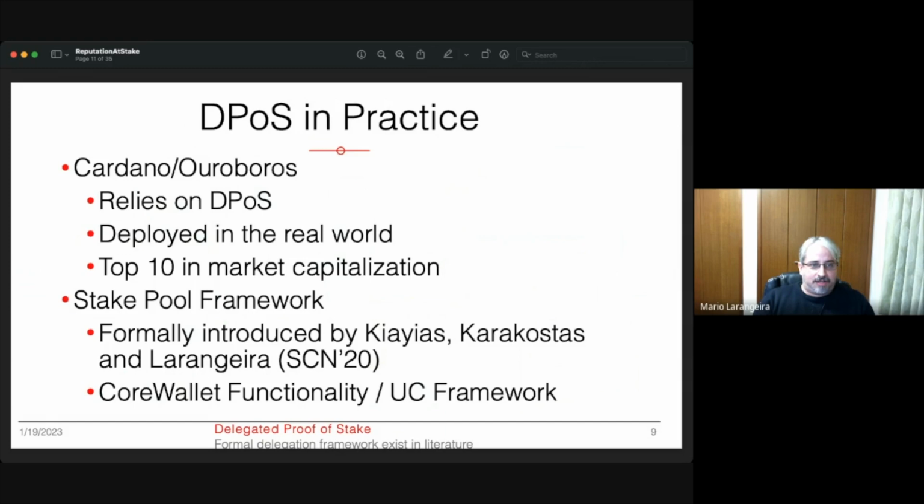Okay, so the DPoS, the delegated proof of stake, is used in practice. We know Cardano actually relies on that. It's in use in the real world, and this is just an introduction to Cardano, I guess. One thing that maybe is not so widespread is that there is work on that, and Caias, Dimitris Karakostas and myself proposed this whole framework for delegated proof of stake specifically for Cardano.